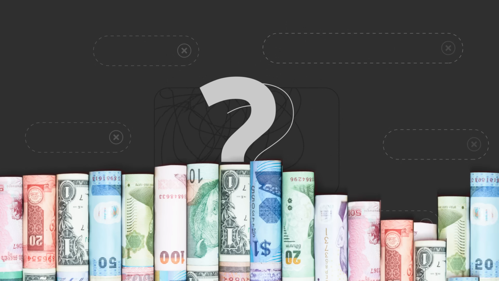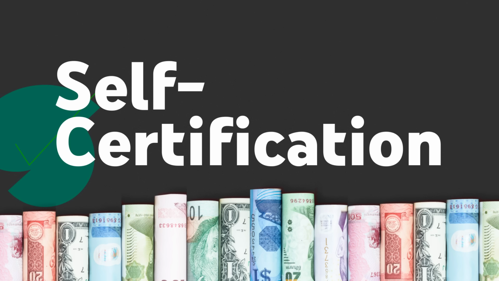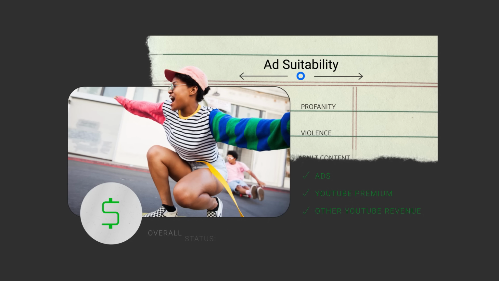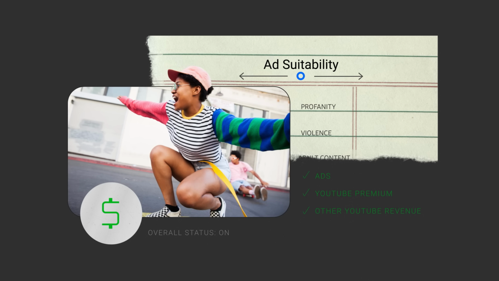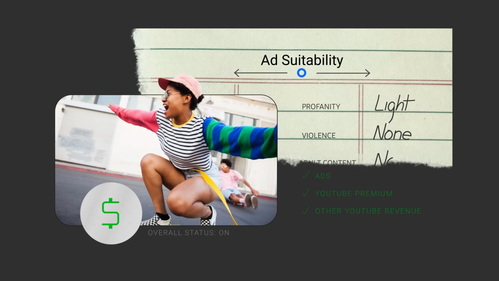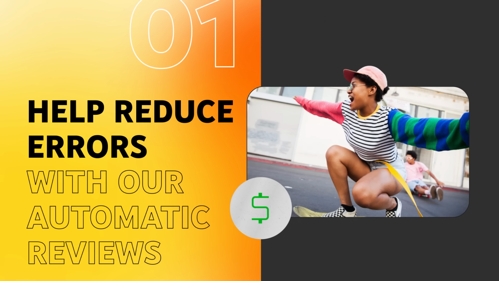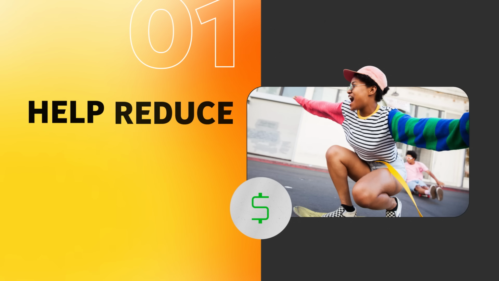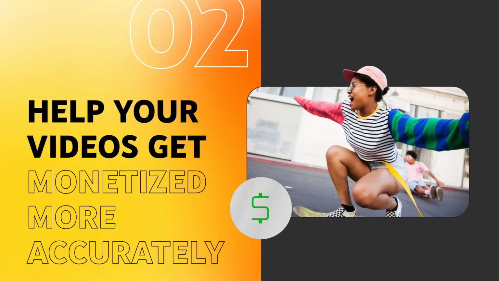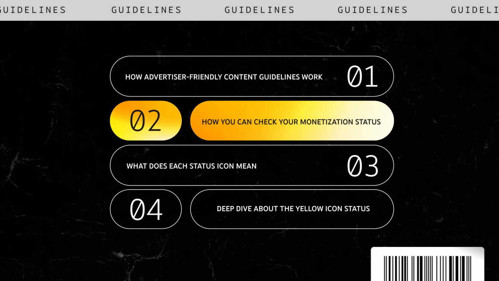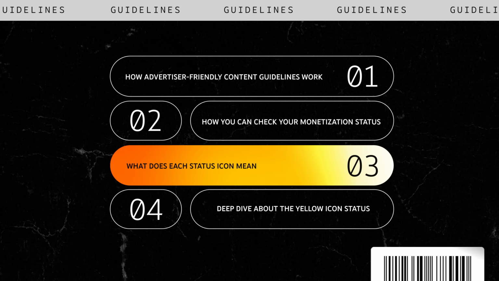Keep in mind that videos without a title or metadata may not give enough context to help our systems understand if the content is suitable for all advertisers. When you're monetizing, you'll also get access to self-certification, which becomes part of the upload flow if you have monetization turned on. At the ad suitability step, self-certification asks you to rate your videos against our advertiser-friendly content guidelines. We then use your input to help decide the ad suitability of your videos. The goal of self-certification is to help reduce errors with our automatic reviews and help your videos get monetized more accurately from the start.